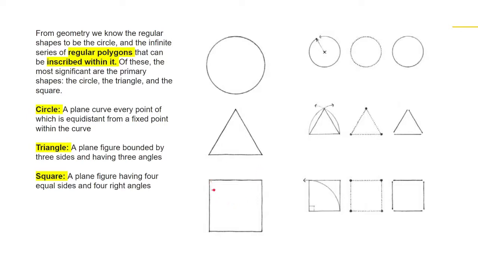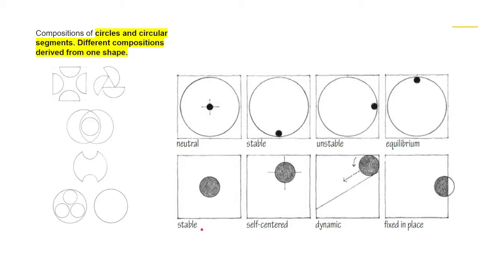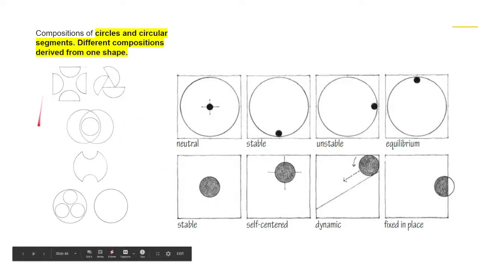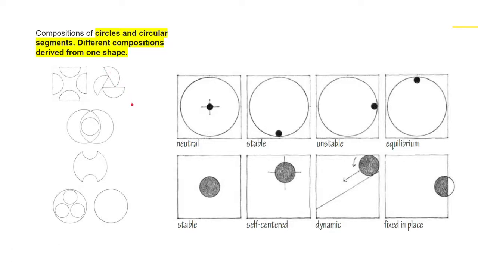So your right angles would mean you have your 90 degrees on all sides. That's your square. So, compositions of circles and circular segments. You have different compositions derived from one shape. An example of which, you have different compositions that actually portray different visual cues.